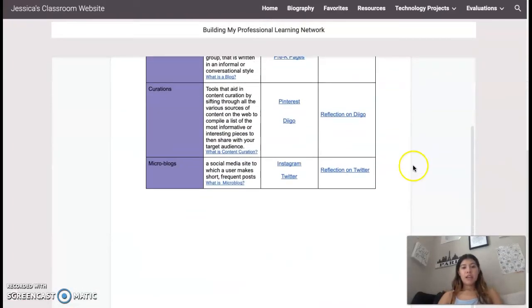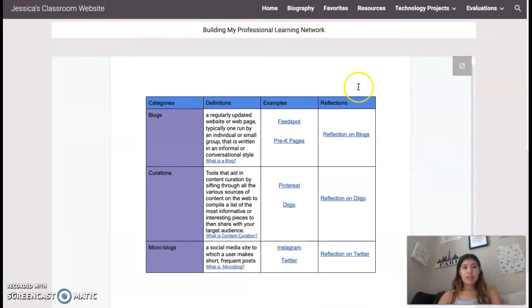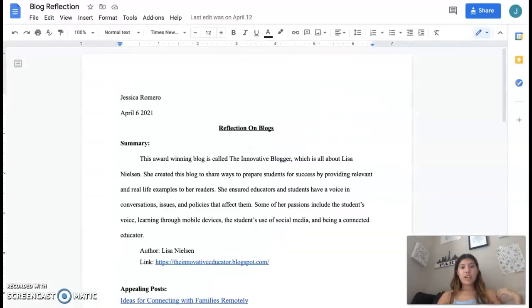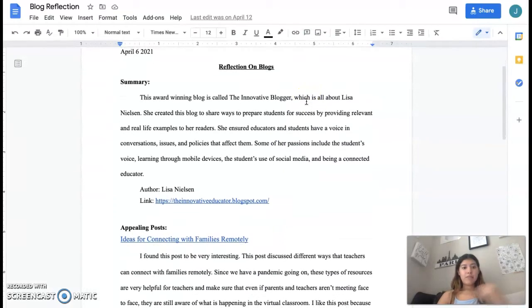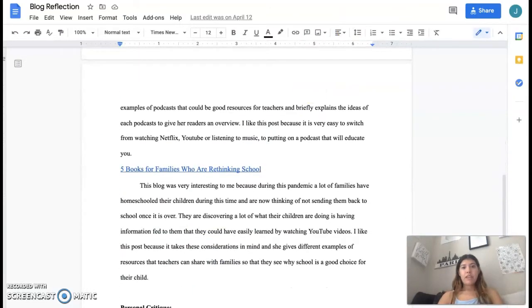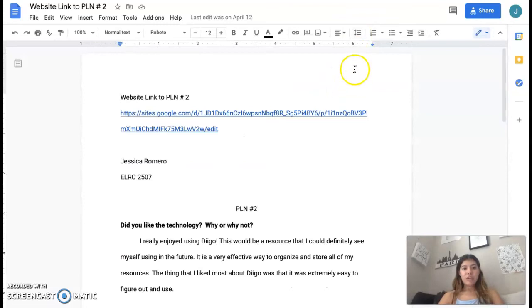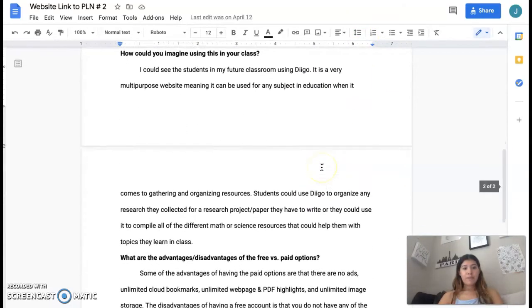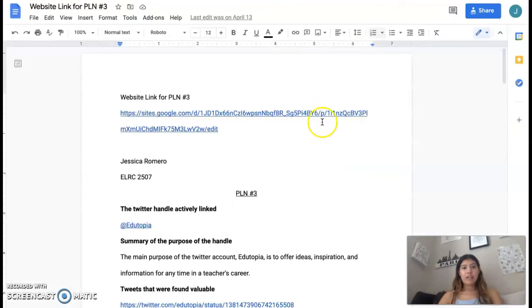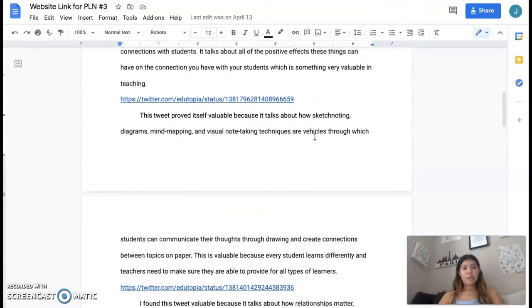And then here I have my building my professional learning network, and I have the descriptions of the blogs, curations, microblogs, and then I have my examples, and then I have my blog reflection that has just my reflection on that, and then my Diigo reflection, and then also my Twitter reflection.